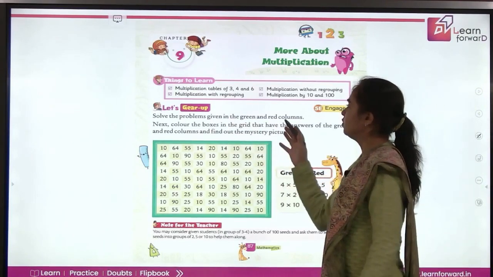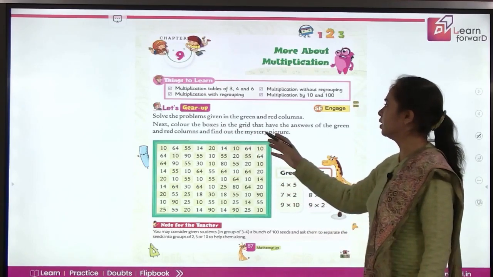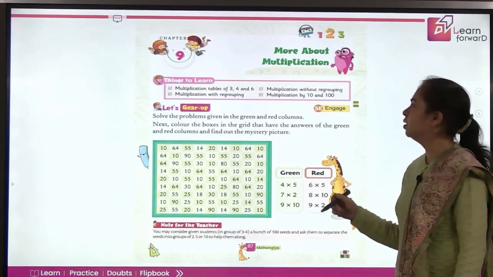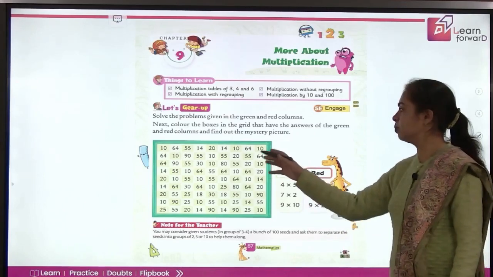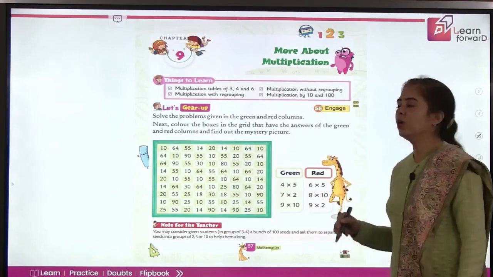Solve the problems given in the green and red columns. Next, color the boxes in the grid that have the answers of the green and red columns and find out the mystery picture. So you have some boxes to be colored green and some to be colored red. Let me see how well you have learned the tables.